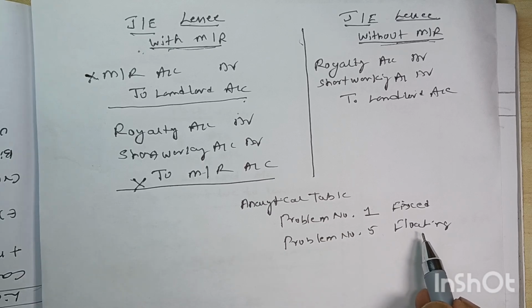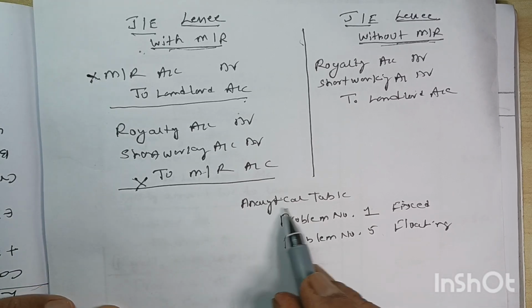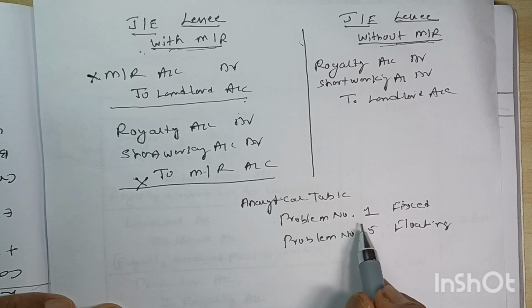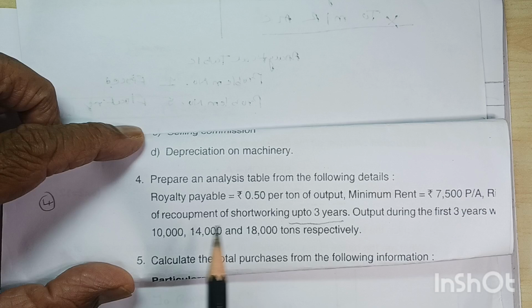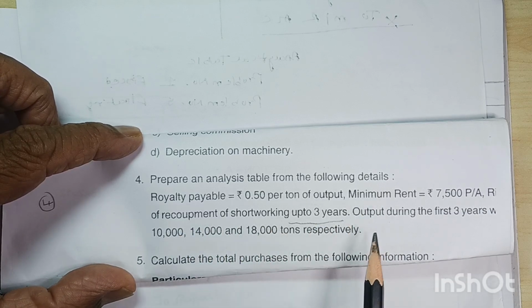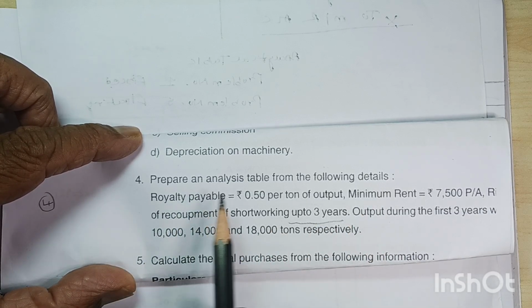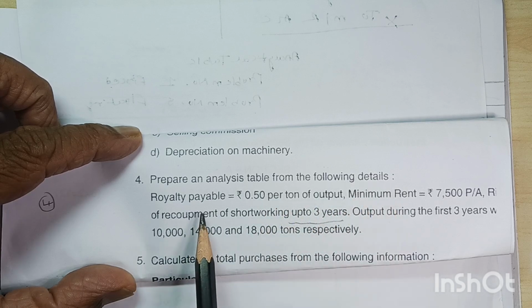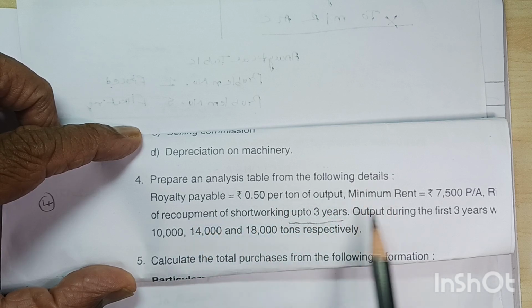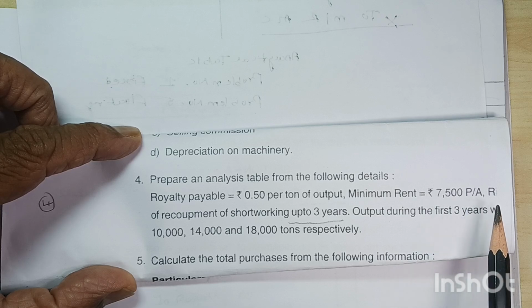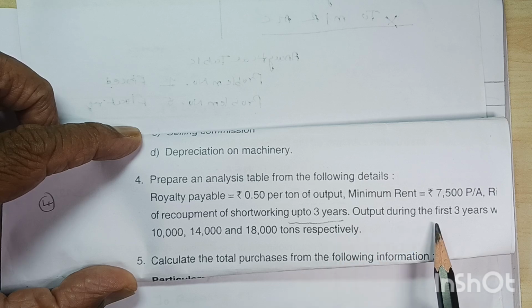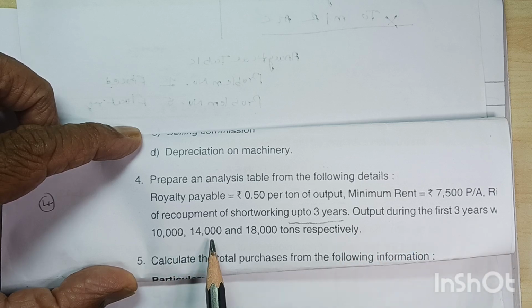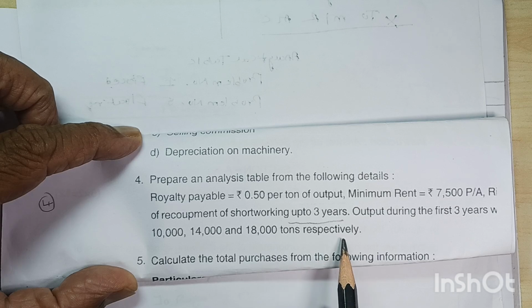We will now start with problem number 1, with the analytical table that we prepared earlier. For the problem with fixed short working, we will pass journal entries. Now problem number 1 of the analysis table which you have done earlier: prepare an analysis table from the following details. Royalty payable 50 paise per ton of output, minimum rent 7,500 per annum, with recoupment of short working up to 3 years. Output during the first 3 years were 10,000, 14,000, 18,000 tons respectively.